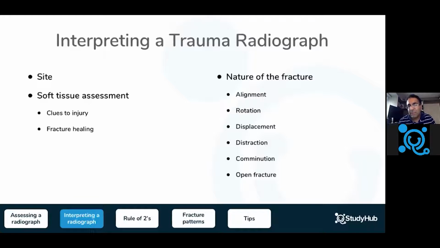I can exactly picture how this fracture is for this patient. And then accordingly, they will initiate treatment for that person.